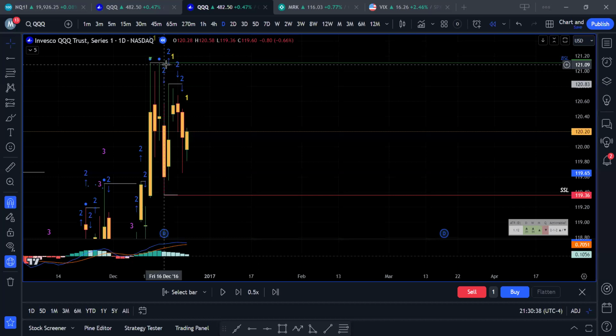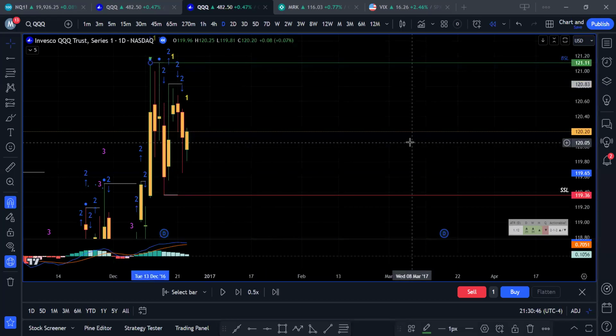It's also relative equal highs, right? Actually, no, I think it is equal highs. Wait, let me make sure. It is equal highs, 121. Yeah, so it is equal highs. We'll get into what relative equal highs and relative equal lows are in other sessions.